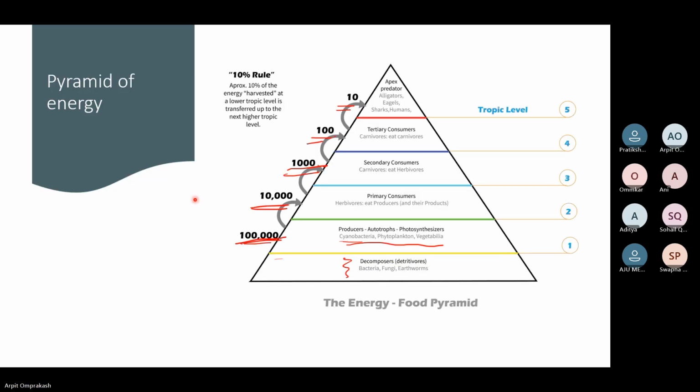Pyramid of energy basically tells you how much energy is present in a given trophic level. As you move on, there's this 10% rule, which basically says that approximately 10% of the energy harvested at a lower trophic level is transferred up to the next higher trophic level. Most of the rest of it is lost or used up by the trophic level below.